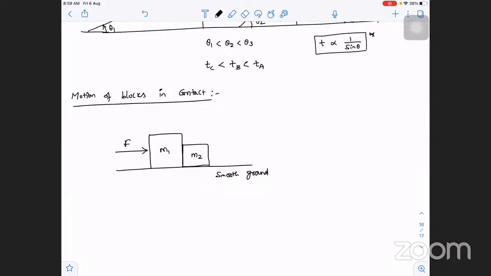Very good, Chandra. This is a fundamental example for blocks moving together.